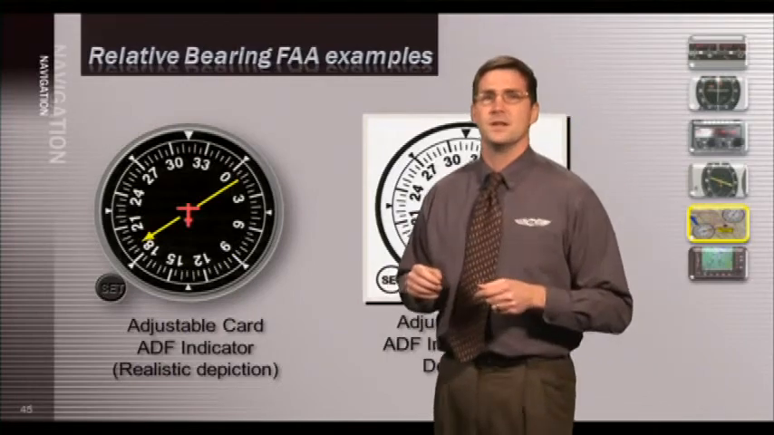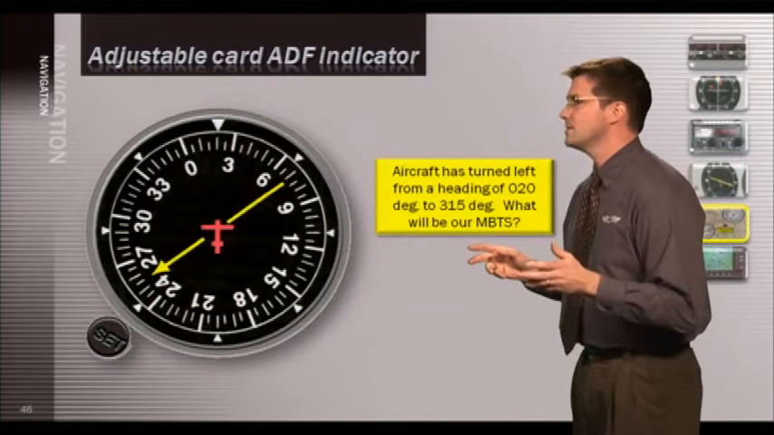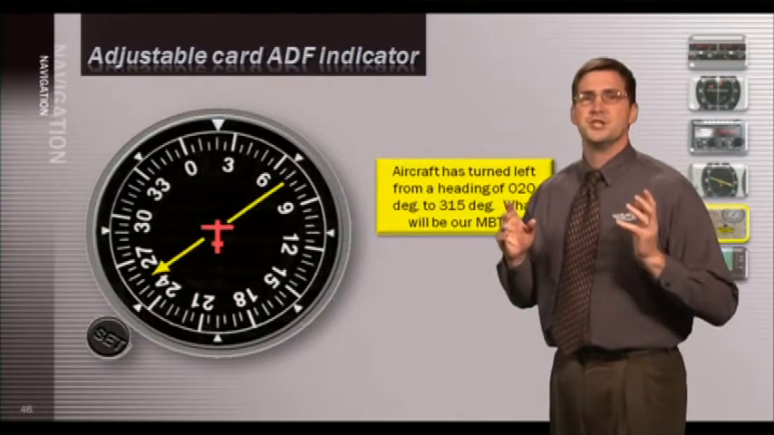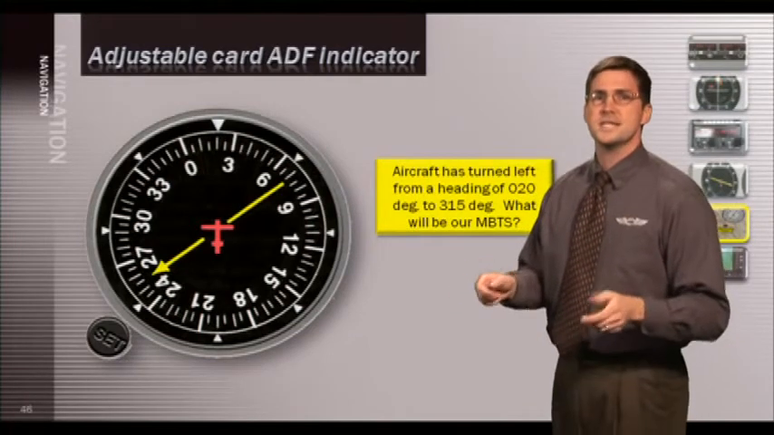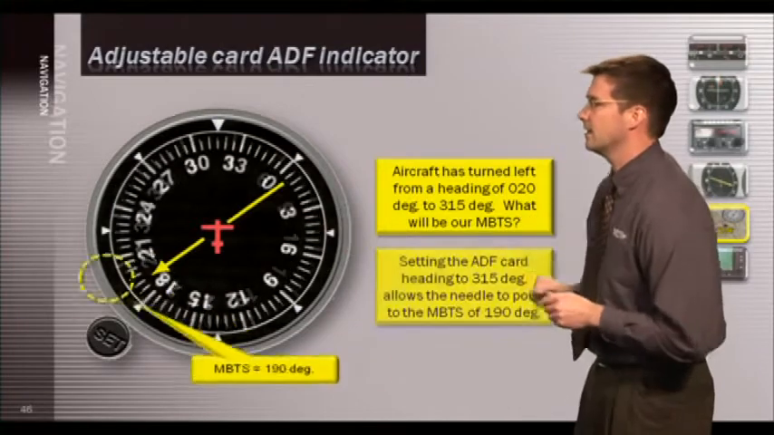Check this example. Here the aircraft has just completed a turn from 020 to a new heading of 315 degrees. With this adjustable card ADF, you set your new magnetic heading of 350 degrees using the set knob right here.